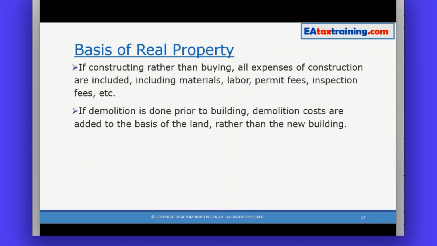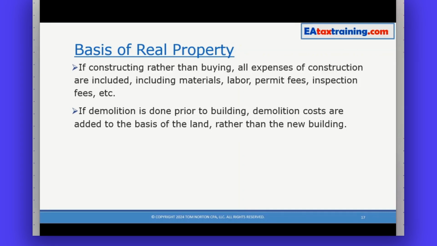Now, why do we care if it is added to the basis of the land rather than the building? Well, if this is a business asset, an asset we're going to use in a trade or business, or an investment type of asset, then the building, we will get to take depreciation expense. We will get to deduct the cost of that building over that building's useful life. The land, as we mentioned, you do not get to depreciate.